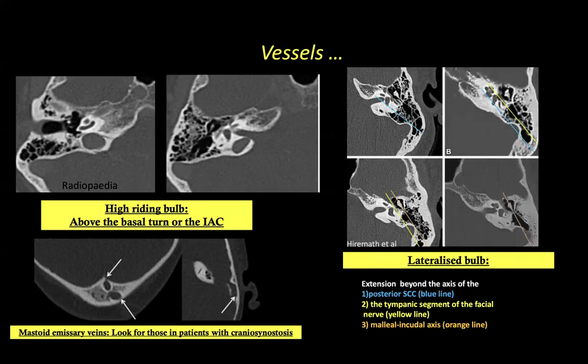And lateralized bulb, there are 3 lines, one passing by the posterior semicircular canal, one passing by the tympanic segment of the facial nerve, and another, the malleolingual axis. So depending on the position of the bulb in comparison to these 3 lines, we have different degrees of lateralization the ENT may want to be aware of.